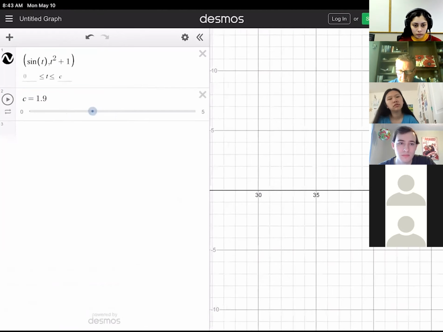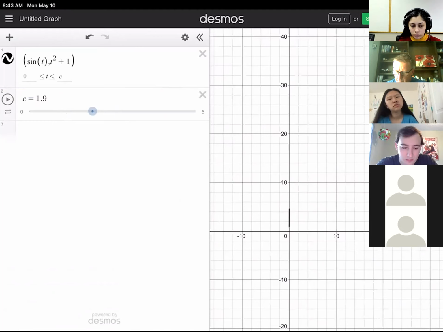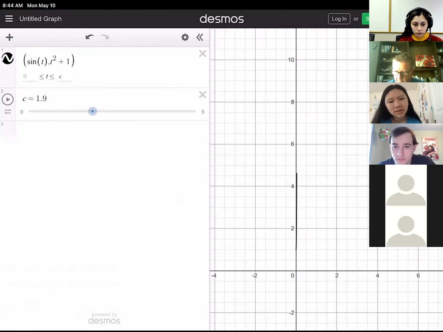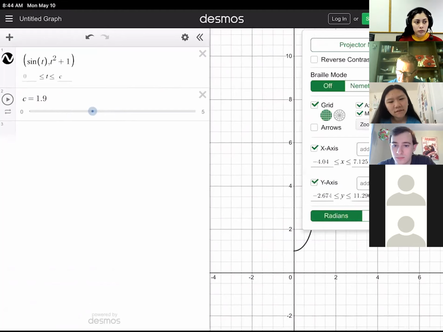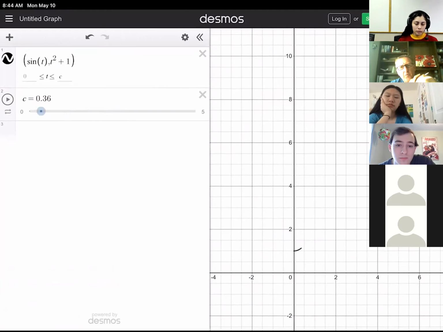What's going on with this? One of the things I need to do is go into radians so that it behaves a little more nicely. Notice it appears to start at 0, 1. Well, of course it starts at 0, 1. At time 0, sine of 0 is 0, and t squared plus 1 at t equals 0 is 1. That's the first point. This is not rocket science. And then you could go to t is 0.36 and so forth.